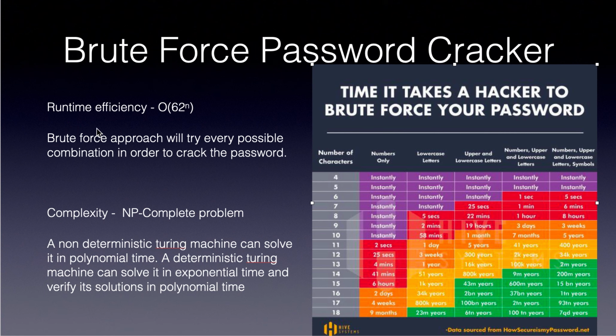So it has a runtime efficiency of big O of 62 to the power n, because it has to try every possible combination in order to crack the password. It is an NP complete problem, as a non-deterministic Turing machine can solve it in polynomial time. A deterministic Turing machine can solve it in exponential time and verify its solutions in polynomial time.